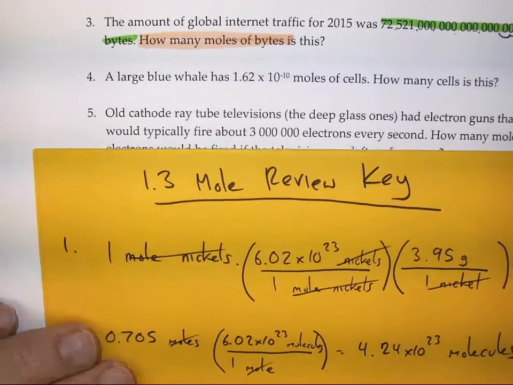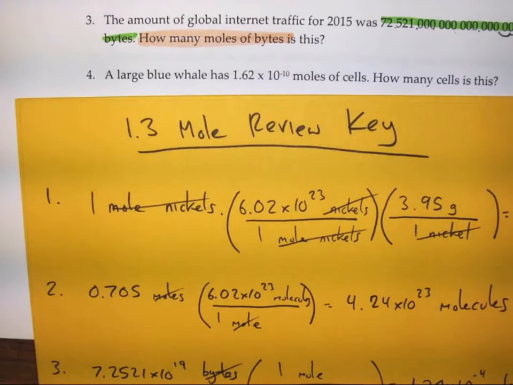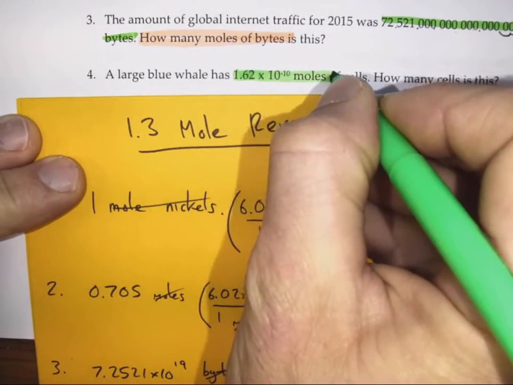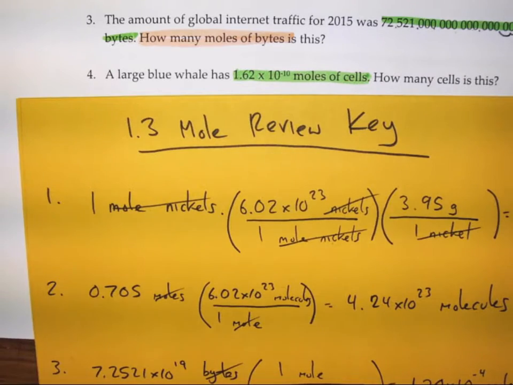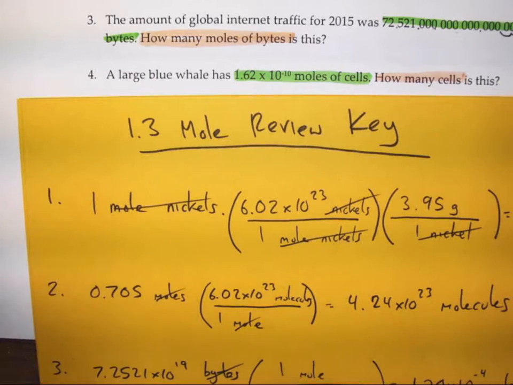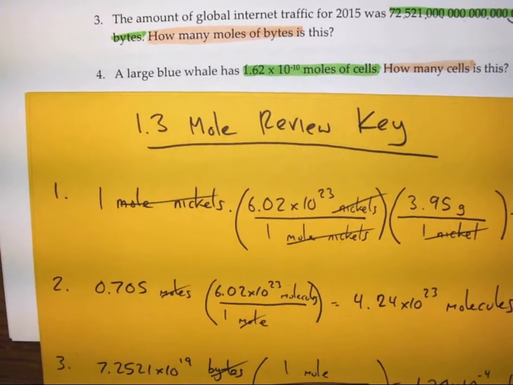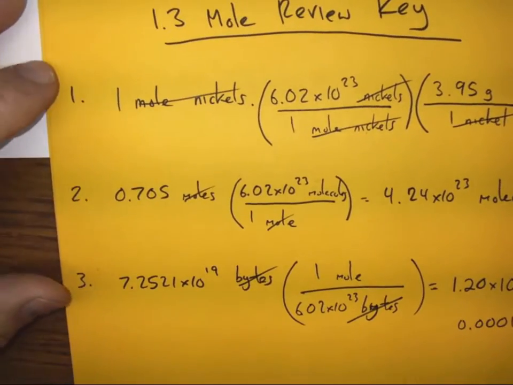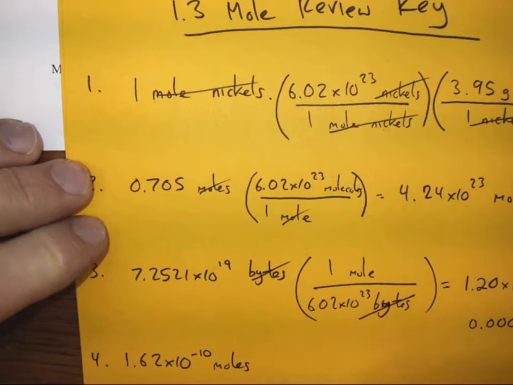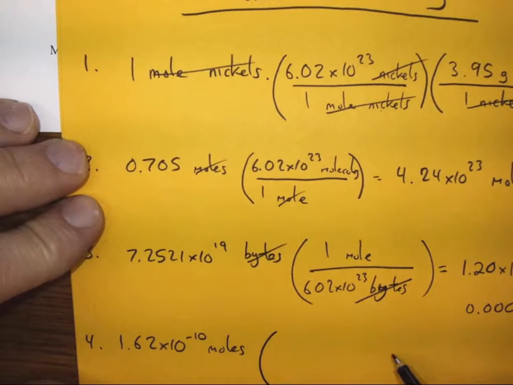Question 4 reads that a large blue whale has 1.62 times 10 to the negative 10 moles of cells. And the question is, how many cells is this? How many cells? So we need to convert a number of moles into an actual deal-withable number. Okay, we can do that. So I can say, okay, for question 4, I have 1.62 times 10 to the negative 10 moles. And I want to convert that into a number of cells.